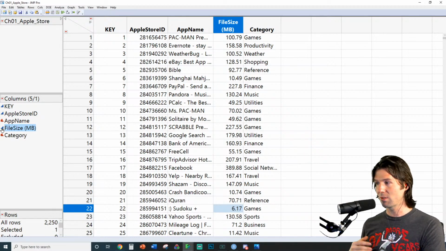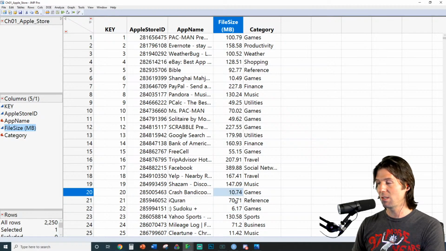And another way to check to see if something's quantitative is you can actually do mathematics on it, where you could say that this file is 60 megabytes less than this file. So these apps right here have a megabyte difference of 60.